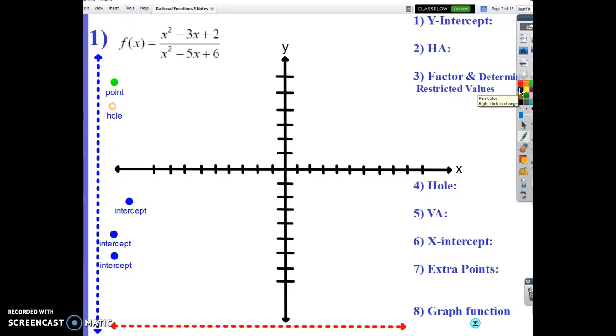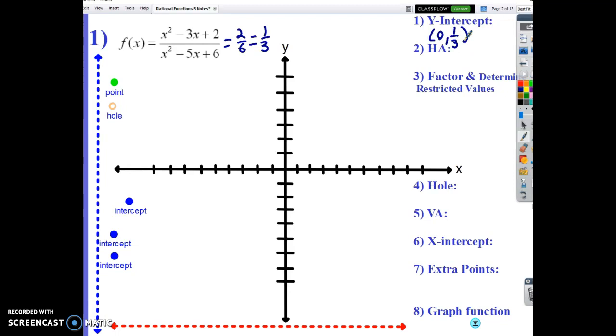So the first thing is the y-intercept. If we plug in 0 for all the x's, we should end up getting 2 over 6, which is going to be 1/3. So we get the point 0, 1/3.